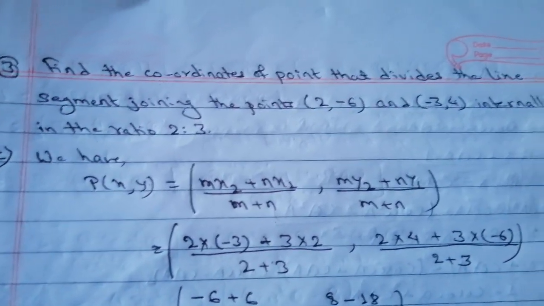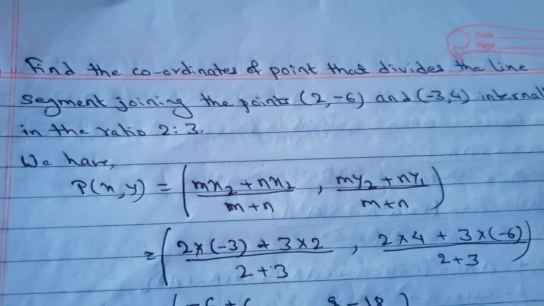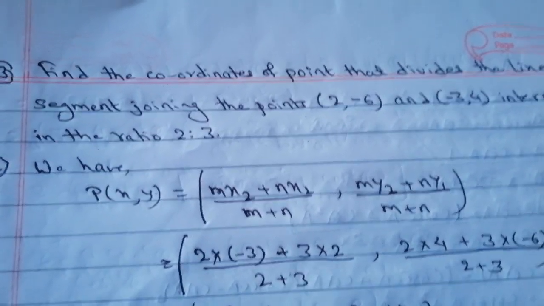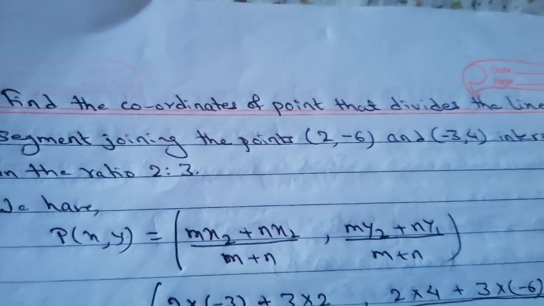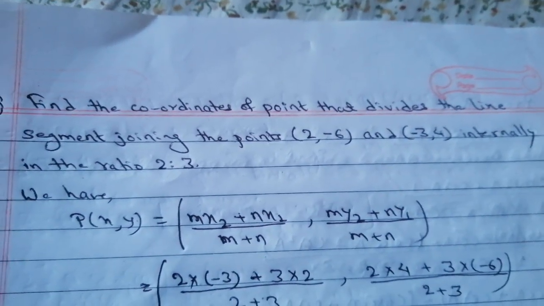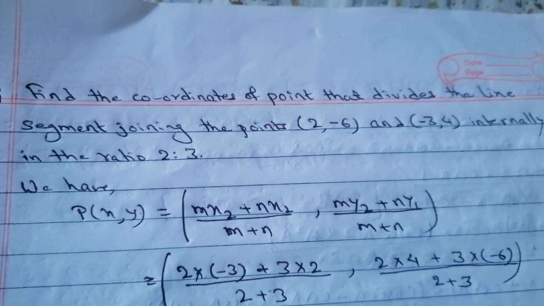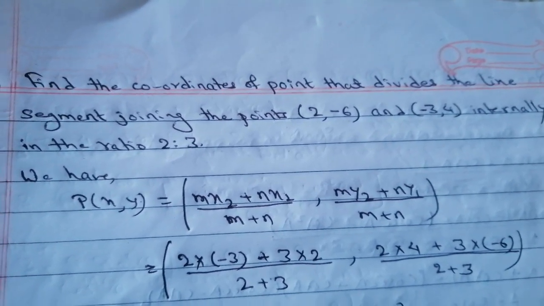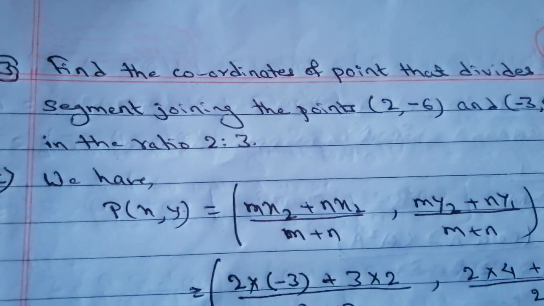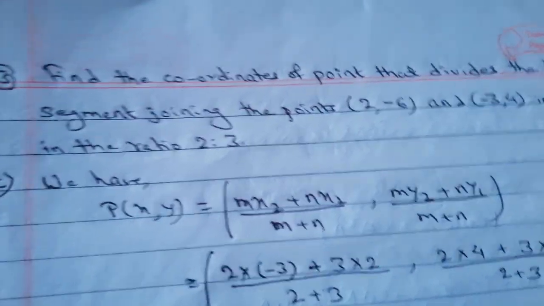Likewise, the next question is from the coordinate section formula, where we have to find the coordinates of the point that divides the line segment joining the points (2, -6) and (-3, 4) internally in the ratio 2:3.